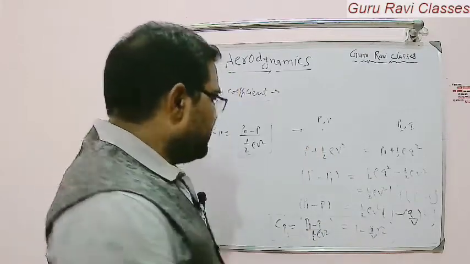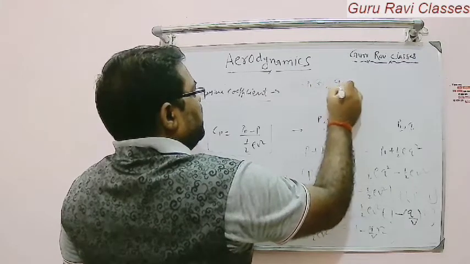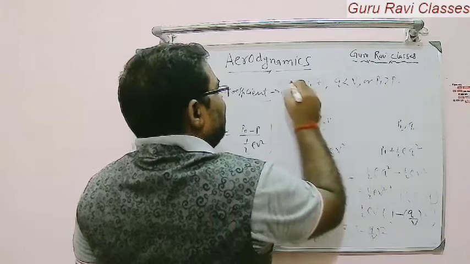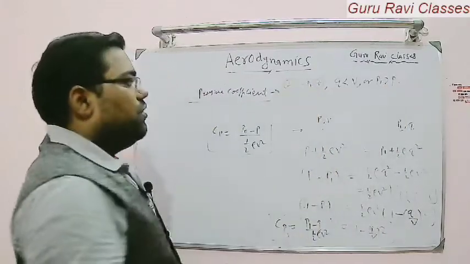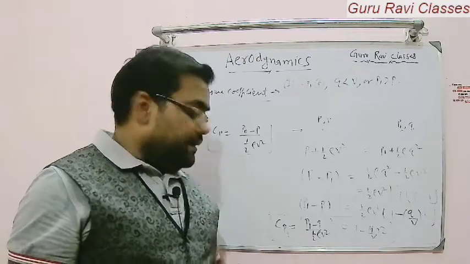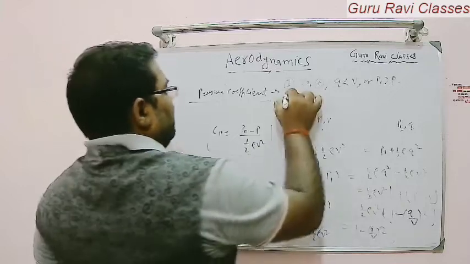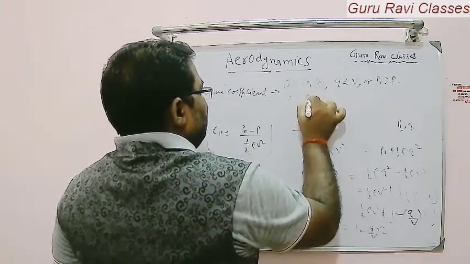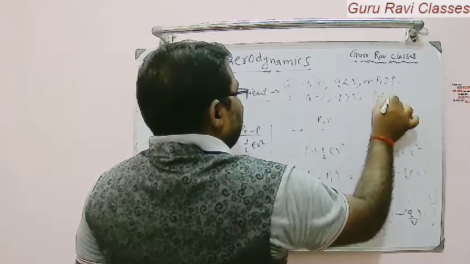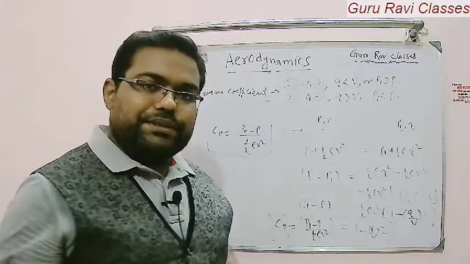So the first observation: Cp1 will be positive if Q is less than V, or P1 is greater than P. Second observation: Cp will be negative only when P1 is lesser than P, that means Q is greater than V. So Cp1 will be negative if Q is greater than V, or P1 is less than P. This is what you can say based on the equation of pressure coefficient.